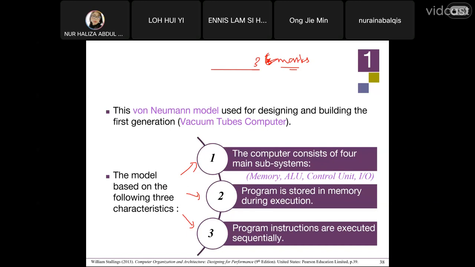They provided the characteristics of the von Neumann model, especially for the first generation, the vacuum tube computer. It consists of four main sub-components: input, output, control and also memory. Actually this is similar to our processor. Another one is that the program is stored in memory during execution. Yes, all correct. But why did I not get full marks? My answer is correct. Your problem is you only listed two, but you need to see the rubric there. It's 3 marks, so you need to give at least 3 correct points.